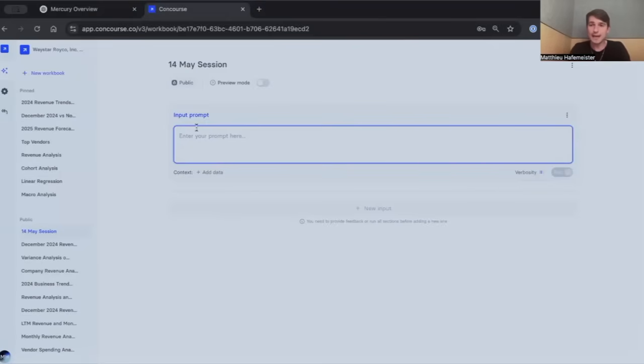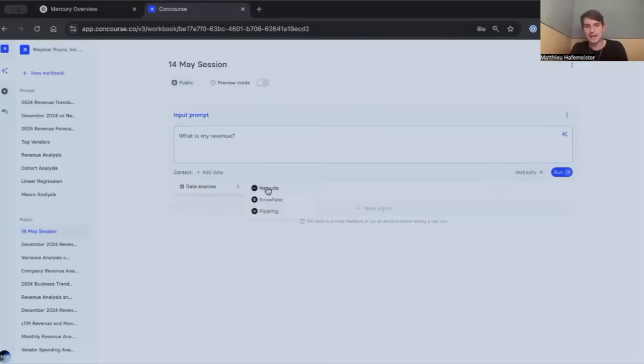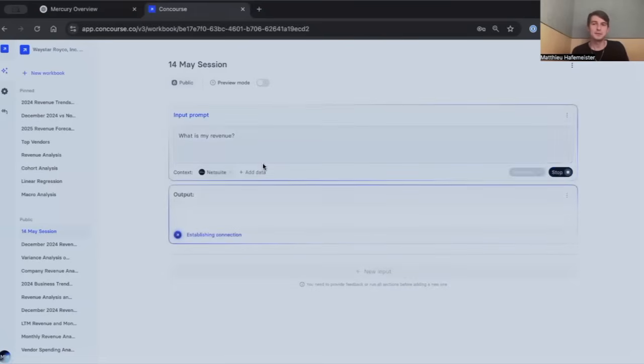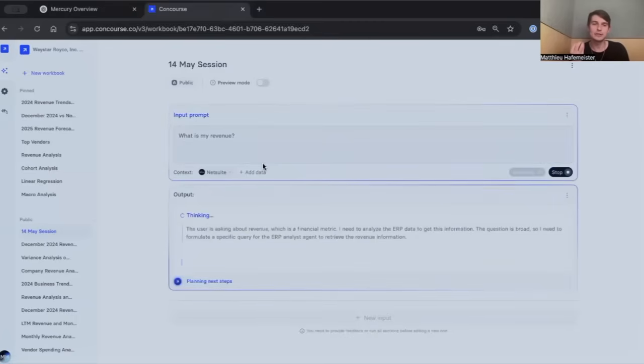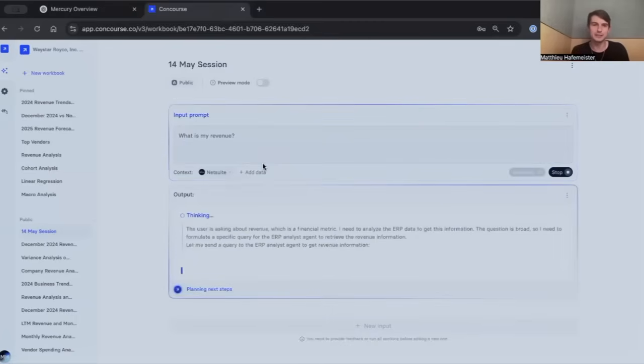And so if I ask my first question here, which is what is my revenue? Again, a pretty open-ended question. And I focus that on an ERP like NetSuite that I have connected here, right? The same concept really applies in the sense that the AI is going to need to understand what revenue is, right?